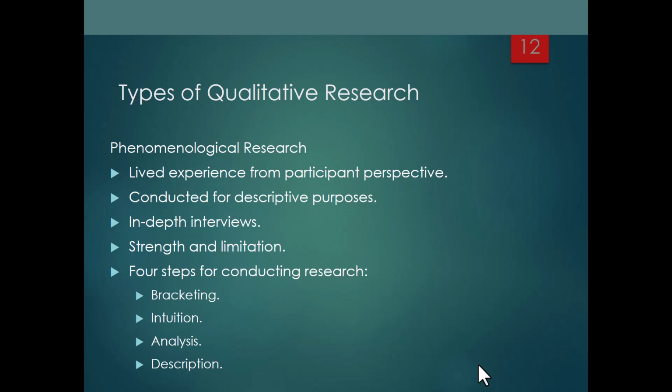Intuition. So become totally immersed in the study, remaining open to discovery based on the participant's perspective. Openness leads to more questions and additional methods of data collection. Analysis. Examine data to code, group coding categories, and develop themes that describe the phenomenon from the participant's perspective. And then description. Describe the phenomenon from the participant's perspective.